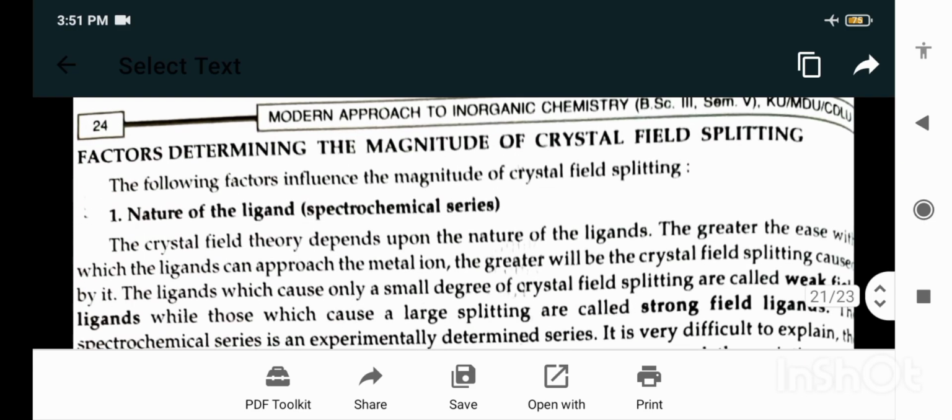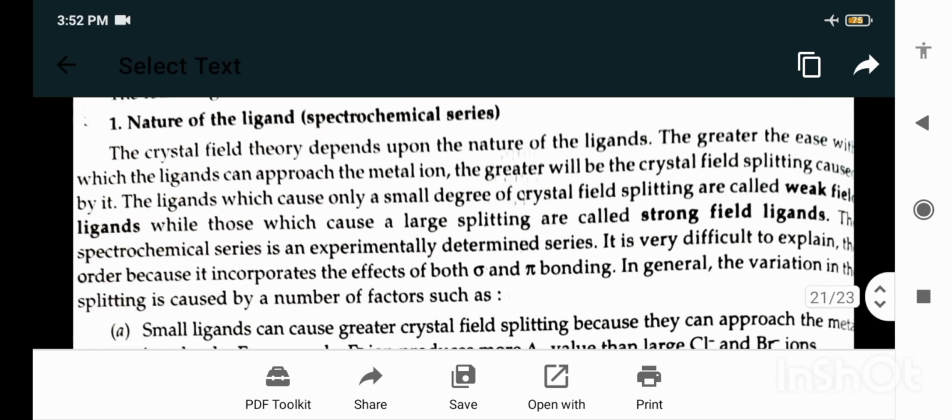Factors determining the magnitude of the crystal field splitting. The following factors influence the magnitude of crystal field splitting. First is the nature of the ligand, the spectrochemical series. The crystal field splitting depends upon the nature of the ligands. The greater the ease with which the ligands can approach the metal ion, the greater will be the crystal field splitting. The ligands which cause only a small degree of crystal field splitting are called weak field ligands, while those which cause a large splitting are called strong field ligands.